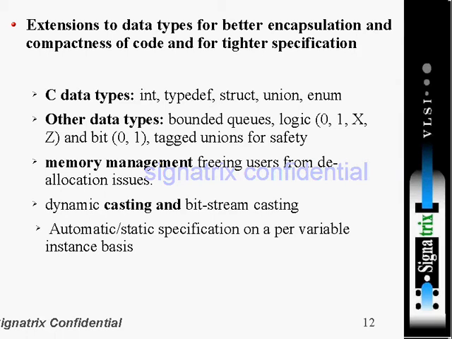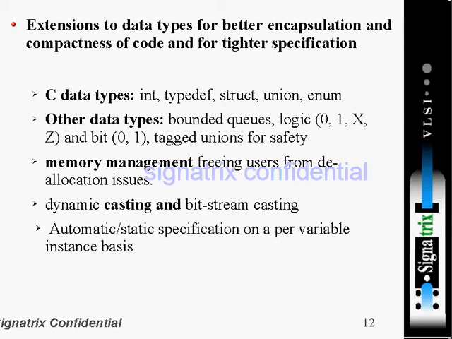Then, other data types: bounded queues, logic. We have one more data type, that is logic. Logic means it will have 4 values: 0, 1, x, z. Then bit is a data type. Bit means it will have only 2 values, either 0 or 1. And tagged unions for safety. Unions, you know, right? In C we know two concepts, structures and unions. So here, tagged unions, we have the tag for unions.